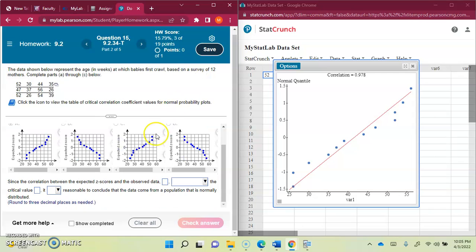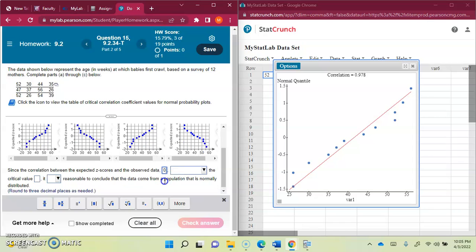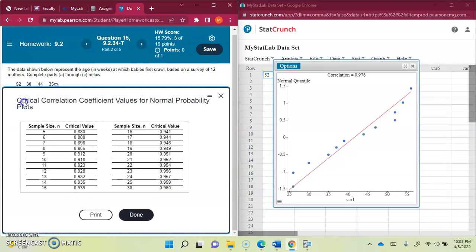Okay, let's go to the next question. The correlation between the z-score and the observed data, which comes from the QQ plot, is 0.978. We need to check if it's more or less than the critical value. So click on the icons to see the critical values. How many values were there? 12. So for 12, it's 0.928.